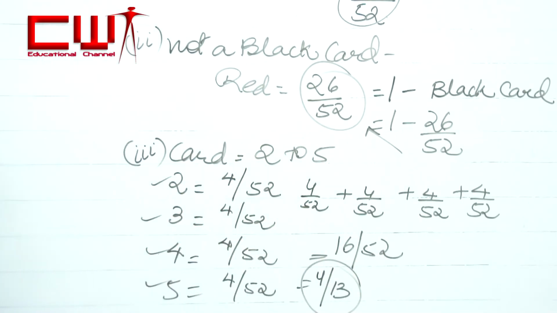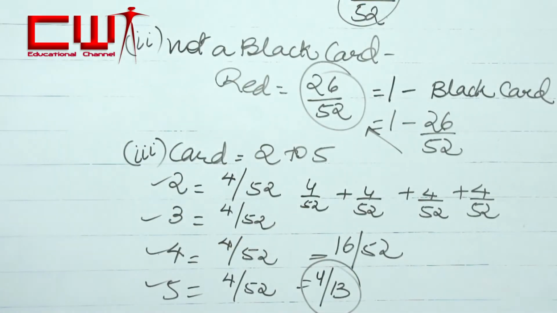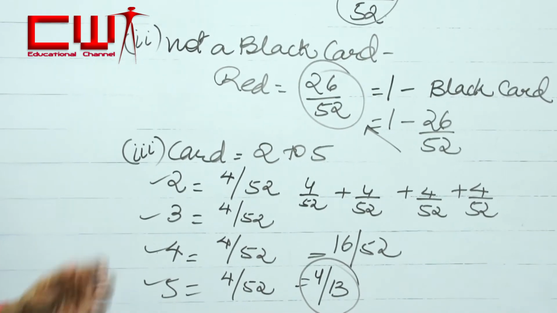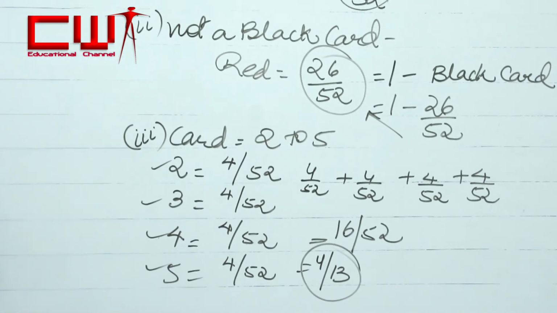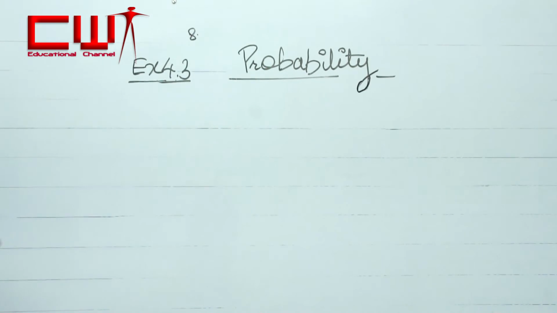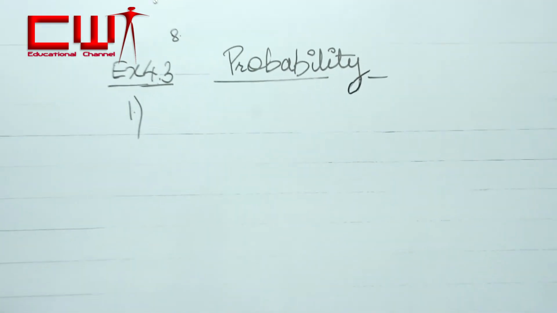This will be your final answer, right? This was the 8th numerical of exercise 4.2. Now we will switch on to the last exercise, exercise 4.3. So please turn up to exercise 4.3, first numerical. We'll move on to exercise 4.3, question number 1. Let's see what it says.